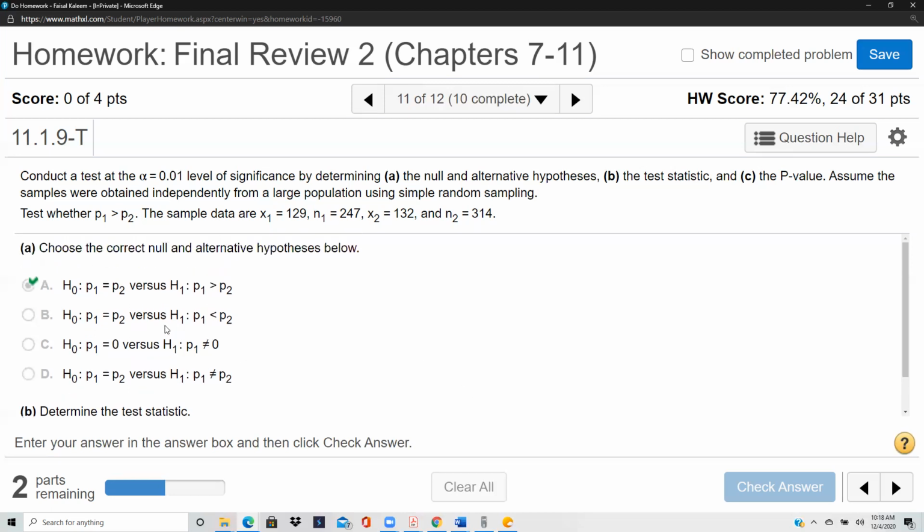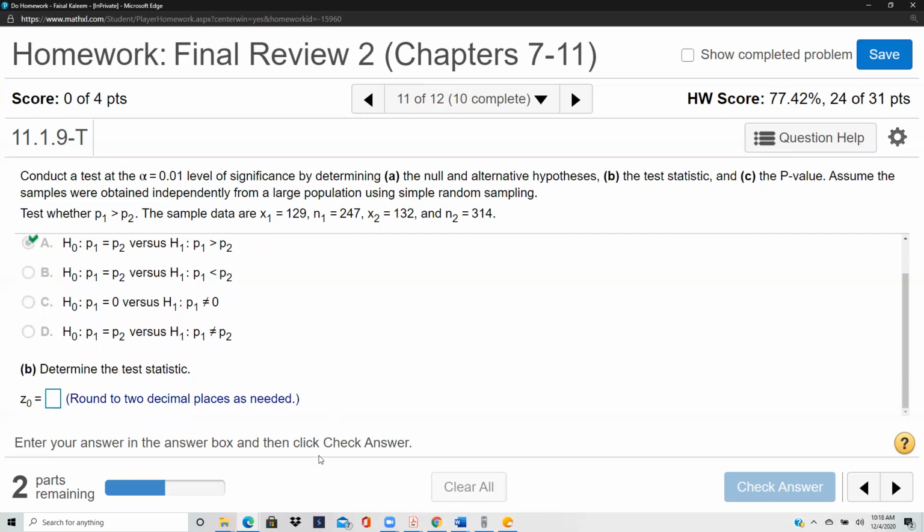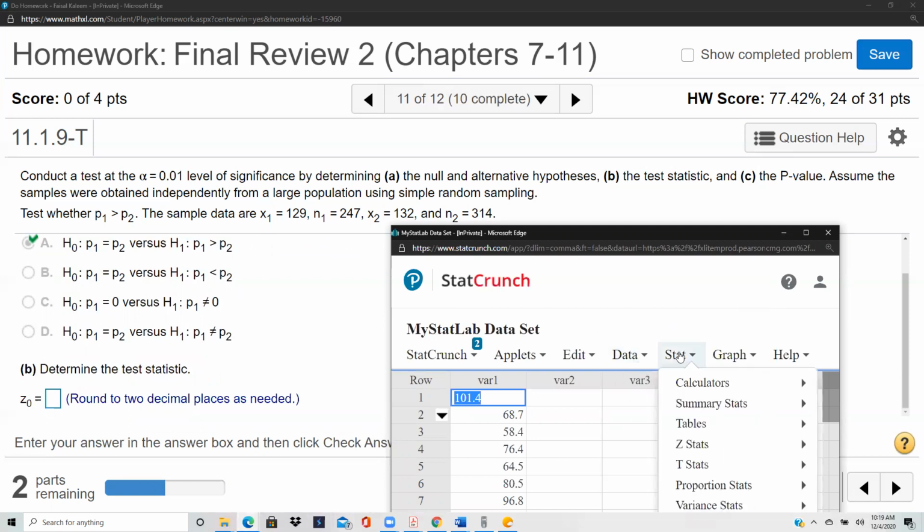For some reason you never look into the hypothesis test to decide which. No, I don't know why I don't. You're looking everywhere else except the one place where it is telling you what. Okay, so proportion stats. So tell me the whole command. Would we do two sample? Yeah. So stats, proportion stats, two sample with summary.